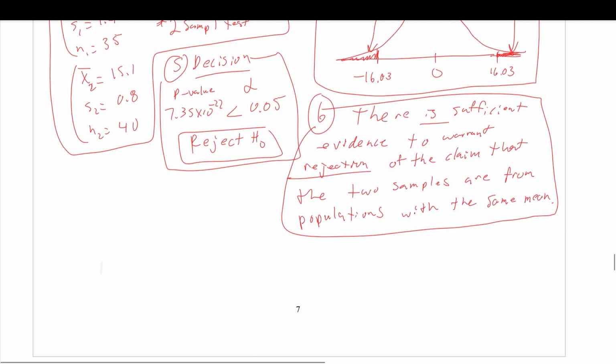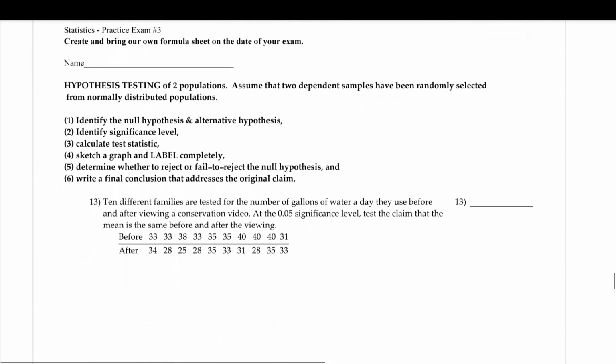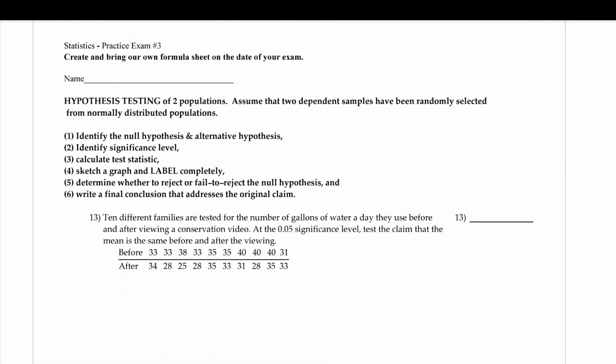All right, next question. Again, hypothesis testing on two populations. Assume the two dependent populations have been randomly selected from a normal distribution. Okay. 10 different families are tested for the number of gallons of water a day they use before and after viewing a conservation video. At the 5% significance level, test the claim that the mean is the same before and after the viewing. Okay, so the situation here is that there's 10 families.